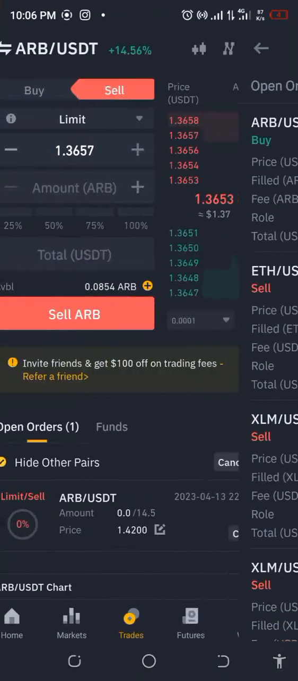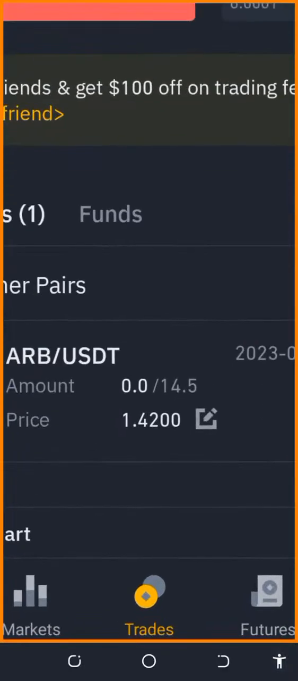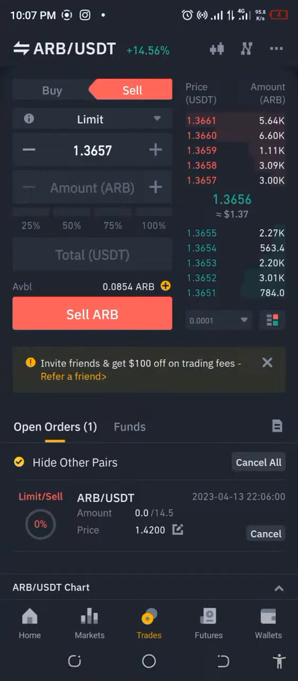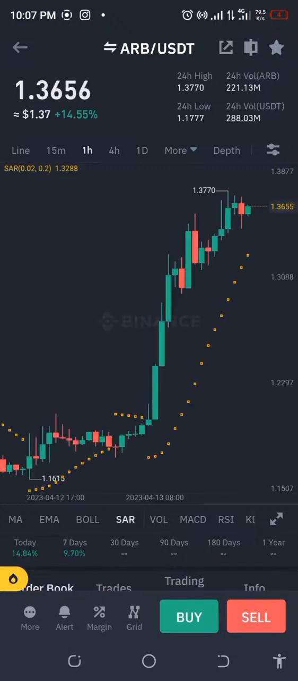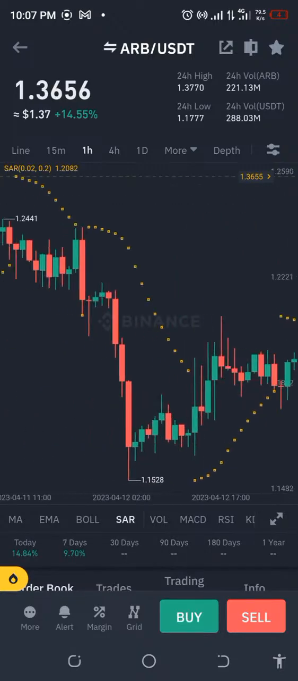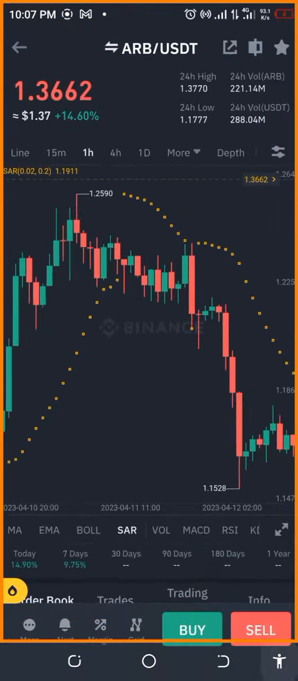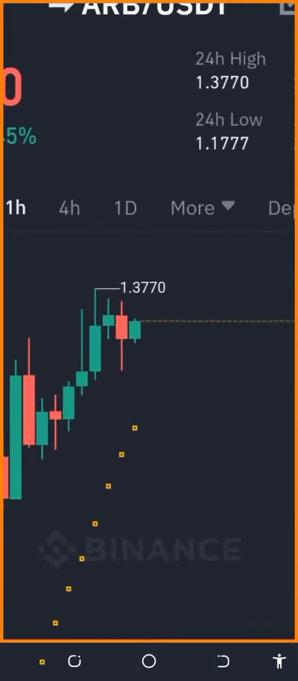Right now, we have put a sell limit at $1.42. Let's hope it does. Let's go and see whether it ever got to that point. It's really going slow. Did it get to that point? Yeah, I think it did. Oh no, it hasn't gotten to that point. So I don't know whether this is actually going to work, but nothing ventured, nothing gained.